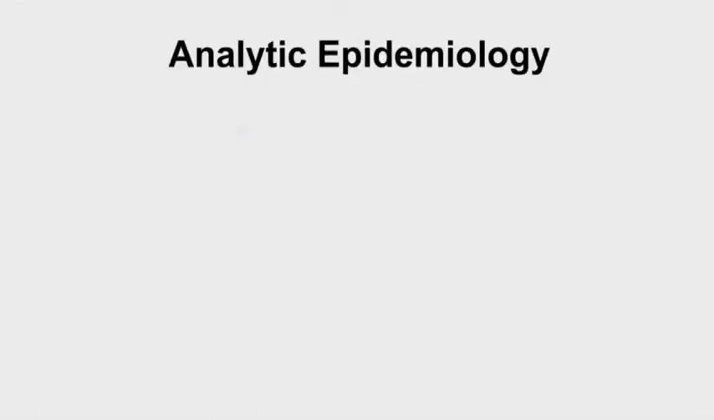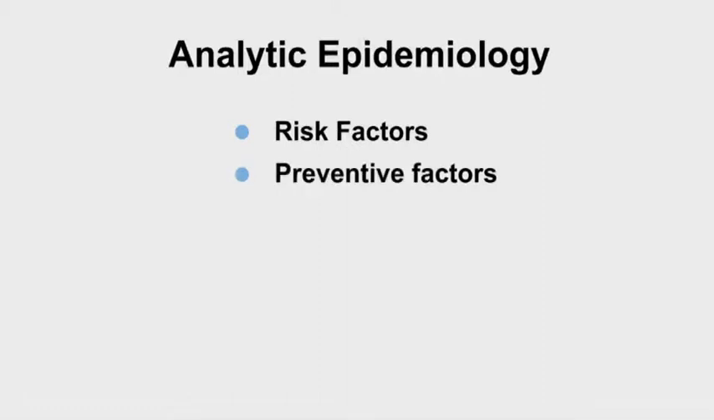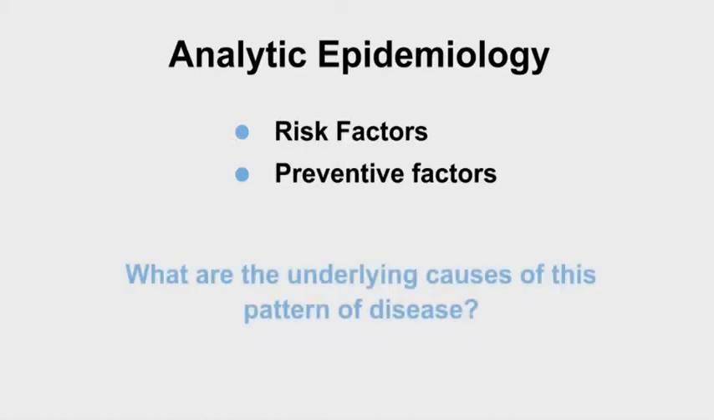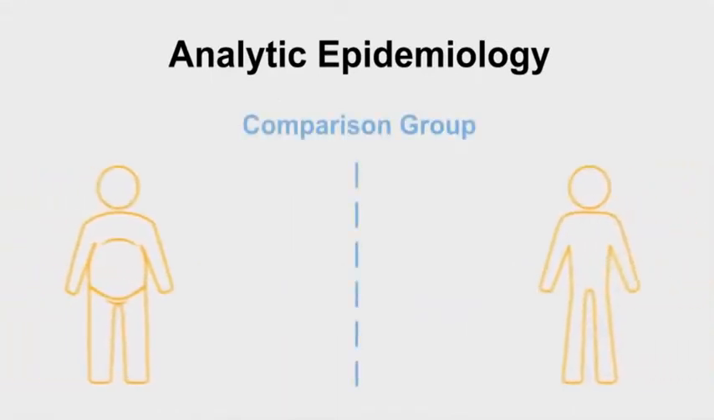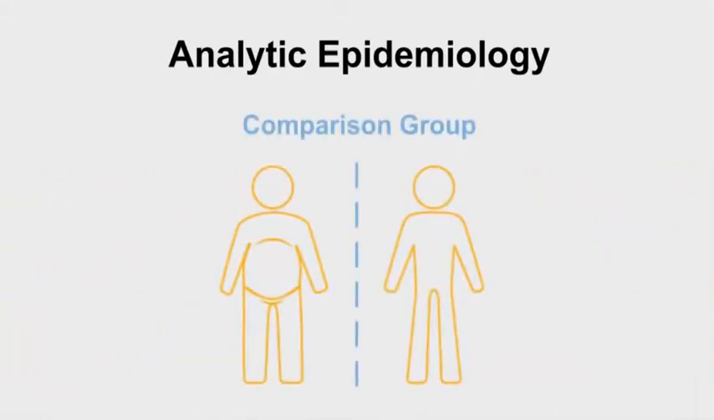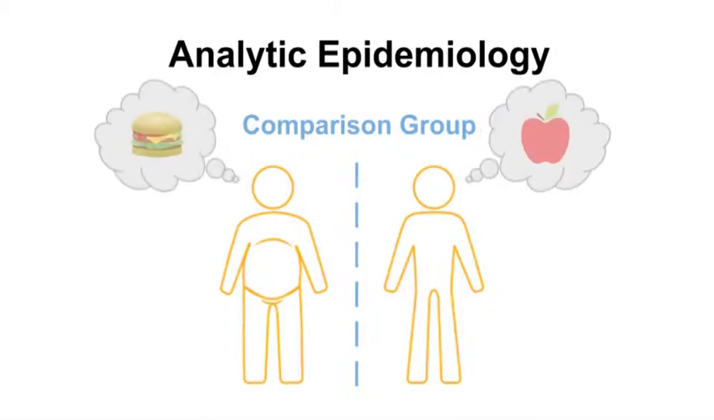Analytic epidemiology aims to research and study risk factors and preventive factors for diseases. When we ask the question, what are the underlying causes of this pattern of disease or health outcome, and investigate the causes, we are using analytic epidemiology. Use of a comparison group is a key feature of analytic epidemiology. It focuses on the search for causes and effects, or the why and the how of what causes a health outcome. For example, a study on the causes of obesity would examine dietary differences among two or more comparison groups.